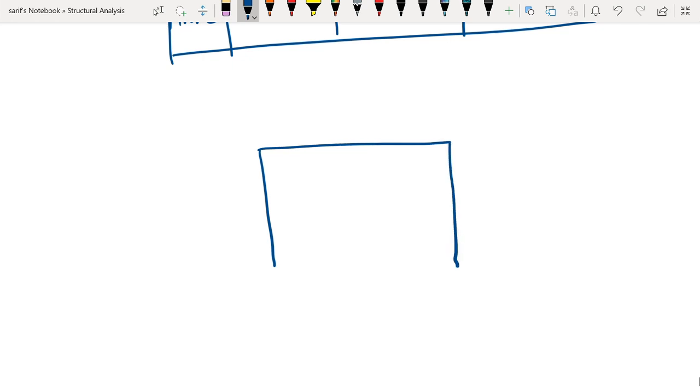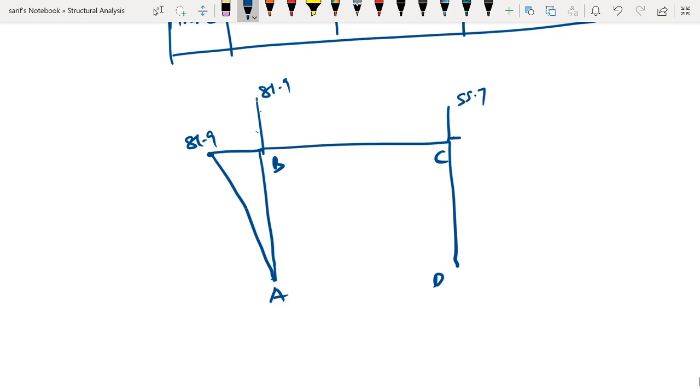So this is how we are going to draw the bending moment diagram. This is A, this is B, C, and D. At A the bending moment is 0, at B the bending moment is 81, so we mark an 81 here. Okay, so this is 81.9, and this is also 81.9, and the bending moment at this point is 55.7, this is also 55.7, and the bending moment at this point is 85.4. We can join them by straight lines, which gives us the support bending moment diagram.